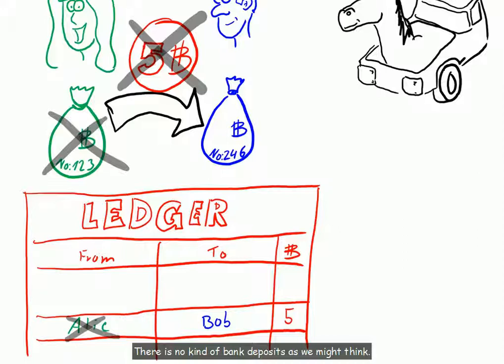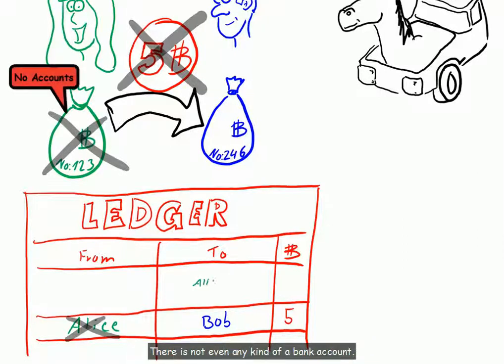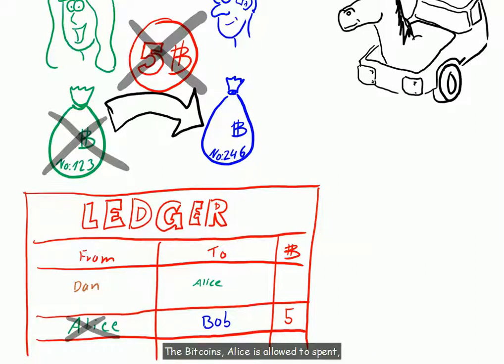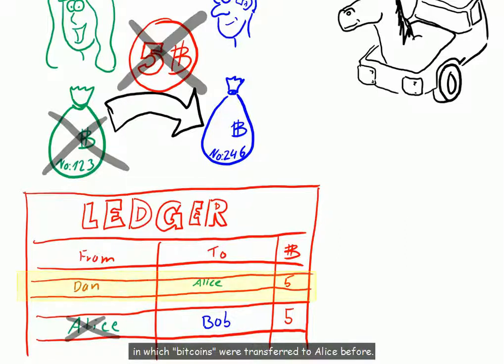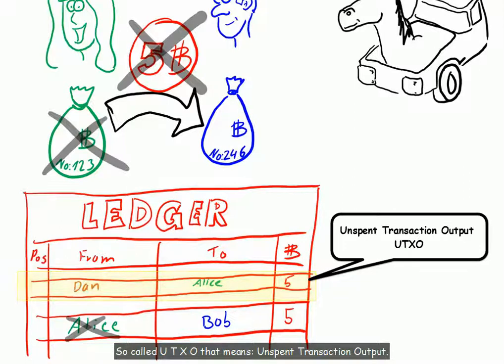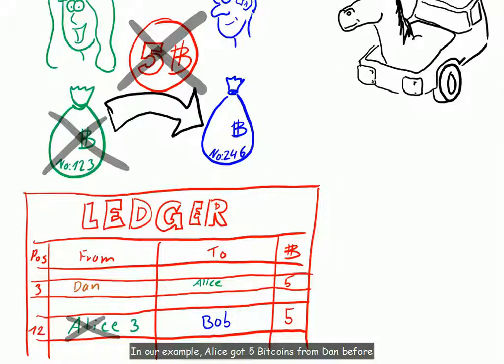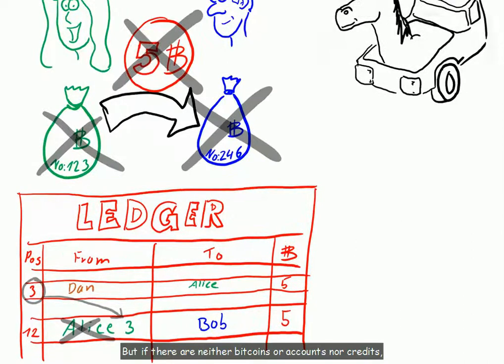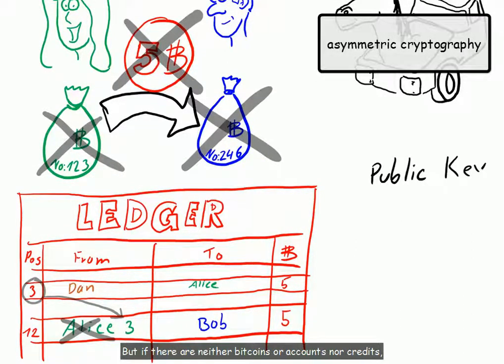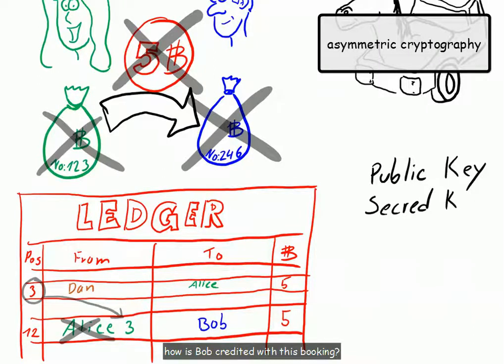There is no kind of bank deposit as we might think. There is not even any kind of bank account. The Bitcoins Alice is allowed to spend are previous bookings in which Bitcoins were transferred to Alice before. So-called UTXO, that means unspent transaction output. In our example, Alice got 5 Bitcoins from Dan before and she uses the ID of this entry as her credit. But if there are neither Bitcoins nor accounts nor credits, how is Bob credited with this booking?